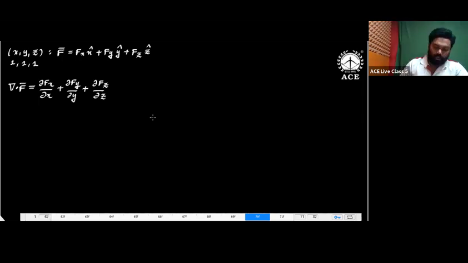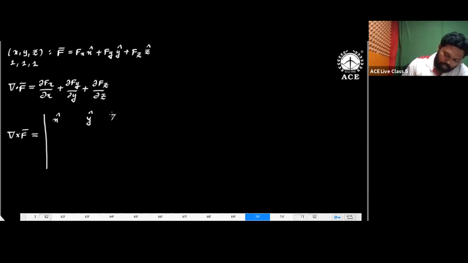What happens to the curl? Curl is also known. It is the determinant of x cap, y cap, z cap; dou by dou x, dou by dou y, dou by dou z; fx, fy, fz.